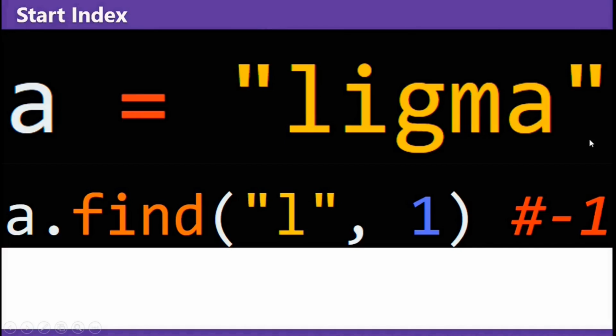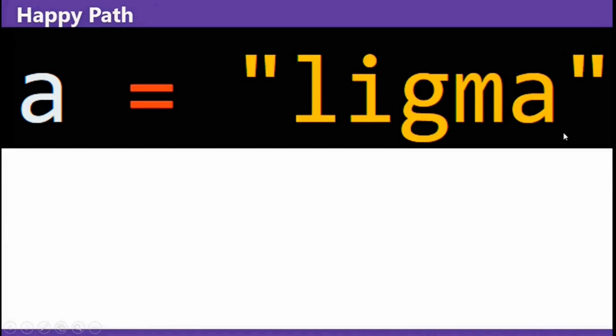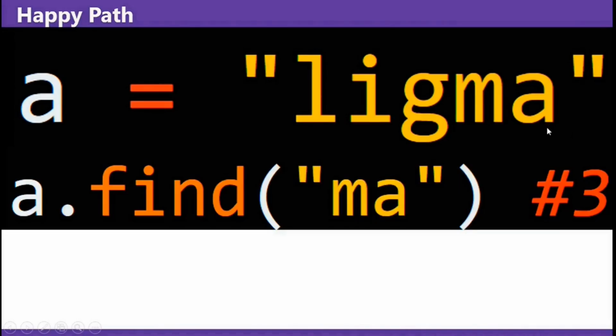If you give one numeric argument, that's the index to start the search at. There are no L's in "ligma" starting at index 1, so -1 is returned. If you give two numeric arguments, the second numeric argument is the first index to exclude from the search. There's no G in ligma when you search at only index 1. If the substring is indeed there, the index it starts at will be returned.